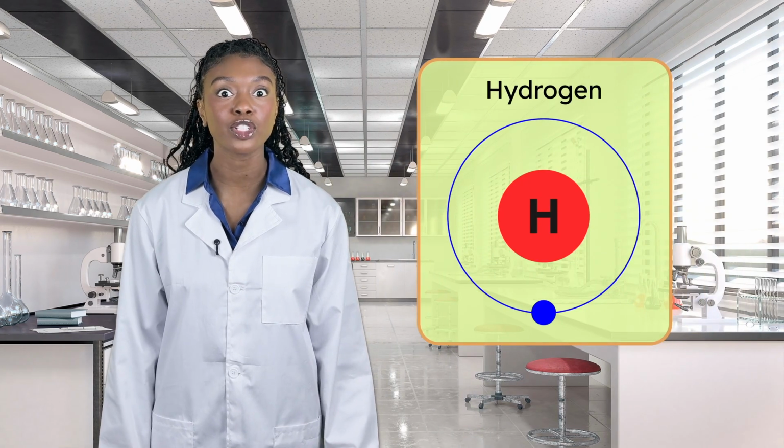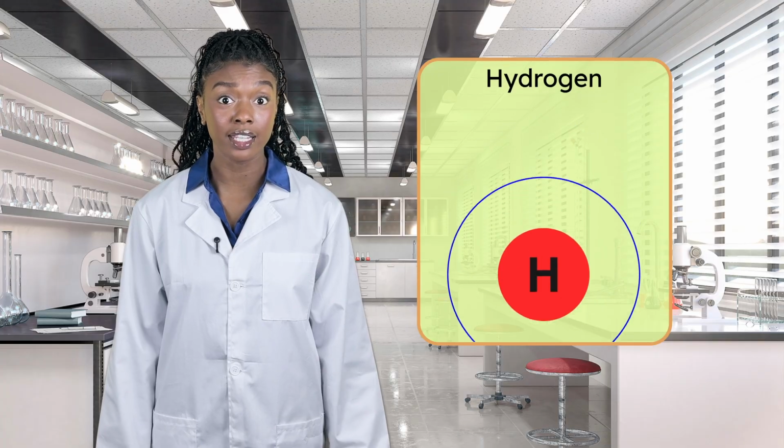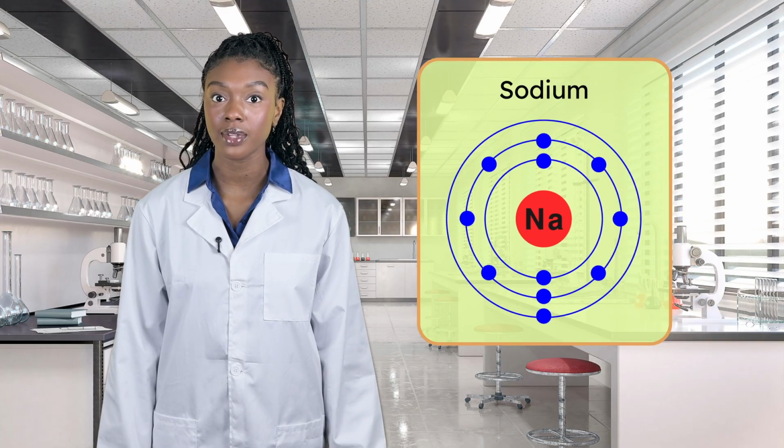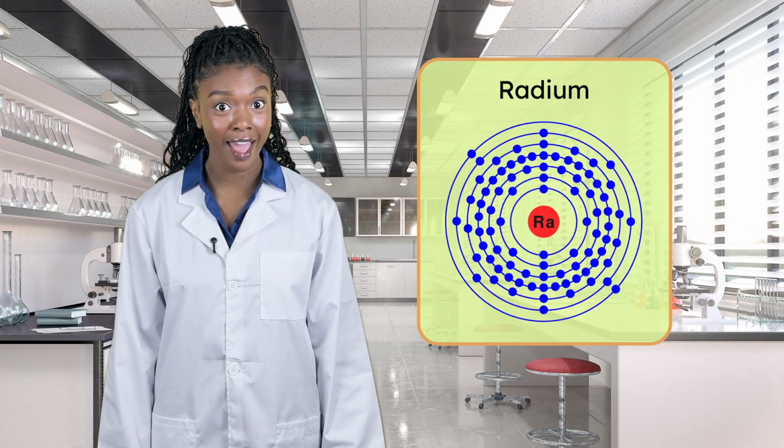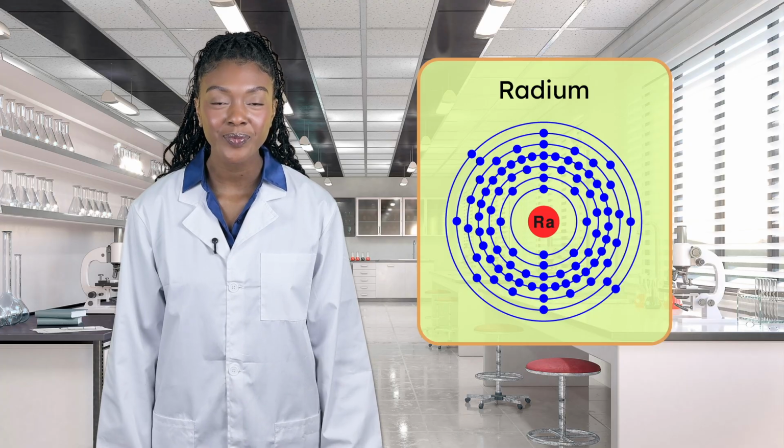Different elements have different numbers of shells. Some, like hydrogen and helium, have just one, while others, like lithium and sodium, have two or three. Some elements, like radium, have as many as 7. Think of electron shells like seats at a concert. The row closest to the stage fills up first, then the next, and so on. Electrons follow the same rule, filling inner shells first before moving outward.